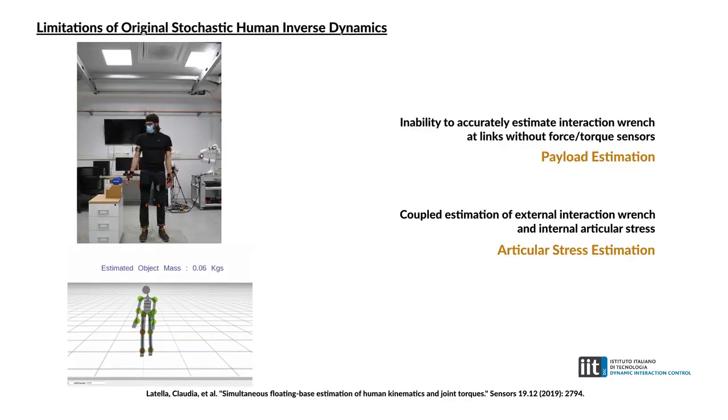These limitations are evident with an experimental scenario shown here where the subject is lifting his dominant arm with a 5 kg payload. Inability to accurately estimate interaction wrench is reflected through inaccurate payload estimation, and coupled estimation of external interaction wrench and internal articular stress results in inaccurate articular stress estimation.